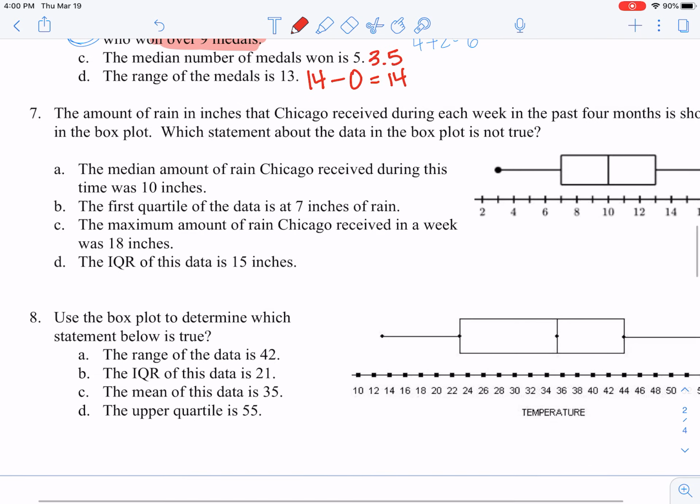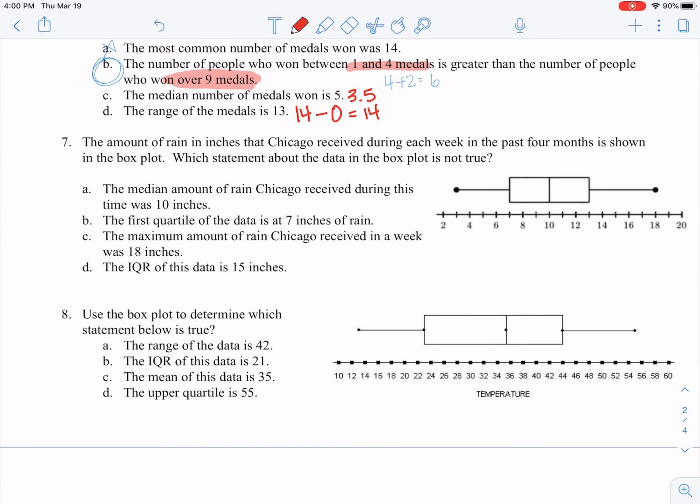Number 7, the amount of rain in inches that Chicago received during each week in the past 4 months is shown in the box plot. Which statement about the data in the box plot is not true? So A, the median amount of rain Chicago received during this time was 10 inches. So median means it's the line inside the box, and it seems like it is 10. So it is true, and we're looking for the one that is not true. So A is not correct because this is true.